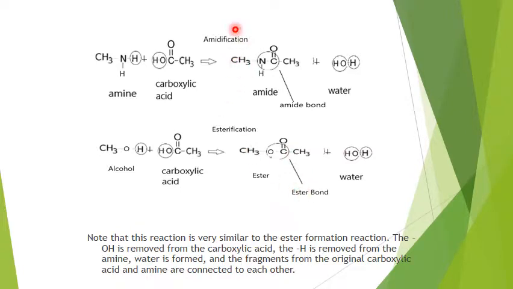For amidification, it's a similar type of reaction. Instead of having oxygen here, you have nitrogen. The hydrogen pops off, combines with the OH of the carboxylic acid, and forms water. Then these two connect to form an amide. Notice it's nitrogen with a carboxyl. This type of bond is called an amide bond.